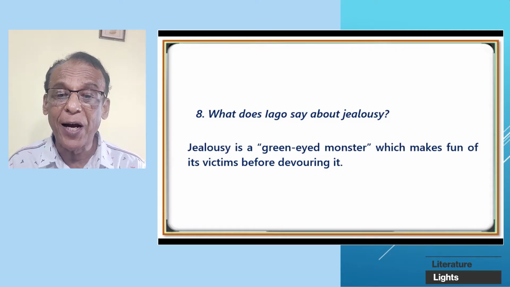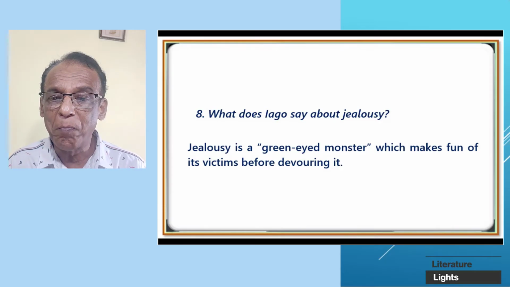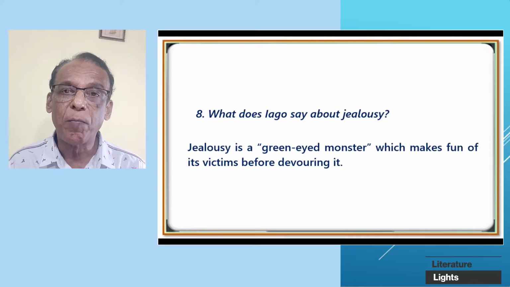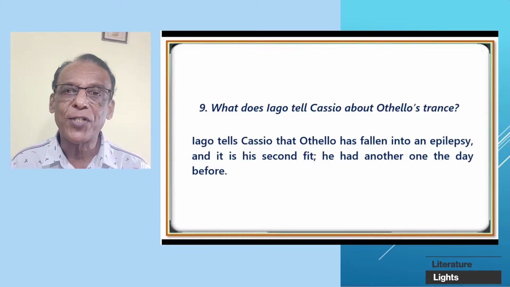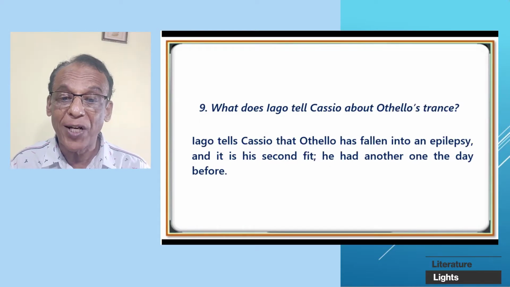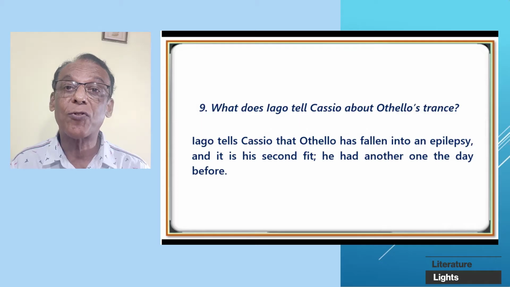Jealousy is a green-eyed monster which makes fun of its victims before devouring them. Question number 9. What does Iago tell Cassio about Othello's trance?